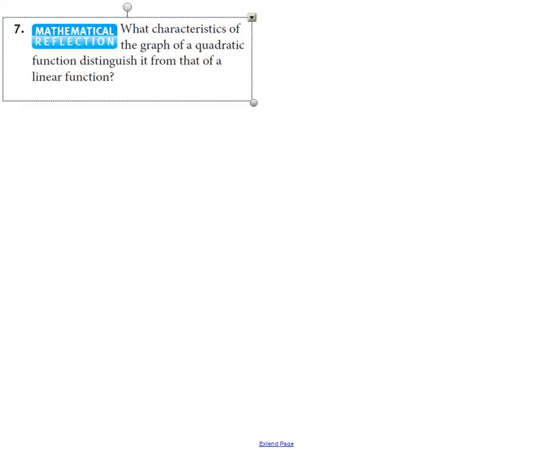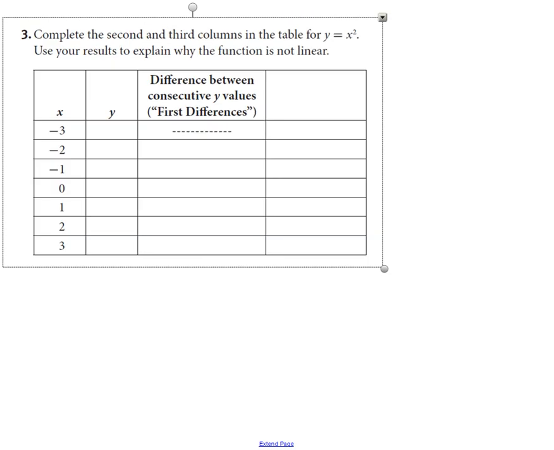Oh, there's question 7. Complete second and third columns for y equals x squared. So we said when x is -3, this was 9, 4, 1, 0, 1, 4, 9. So what is the first difference? How do we get from 9 to 4? How do we get from 4 to 1?